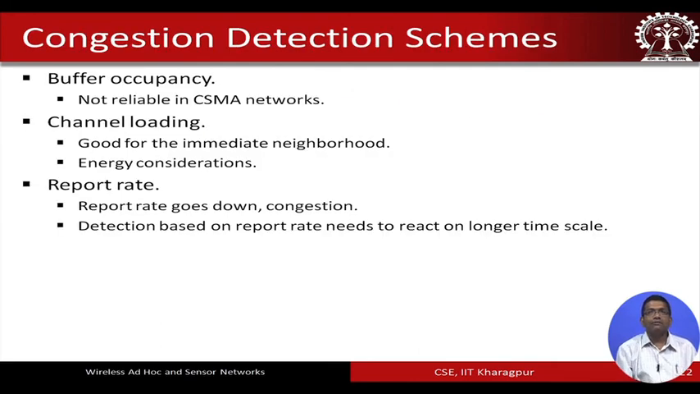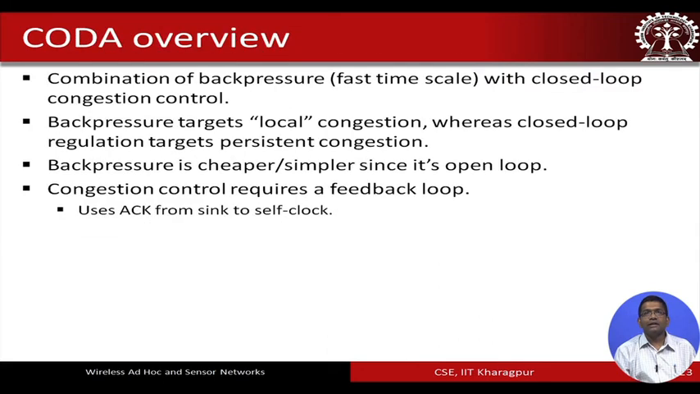So there are different issues of congestion detection. Buffer occupancy is very important, and this is not a very reliable thing in CSMA class of networks. Channel loading is another important issue, and the third is the reporting rate. So these are different issues that have to be taken care of for detecting congestion. What CODA basically does is, after congestion is detected, it combines the back pressure, that means open loop approach, with the closed loop approach for congestion control.